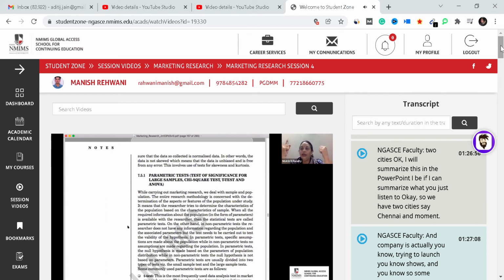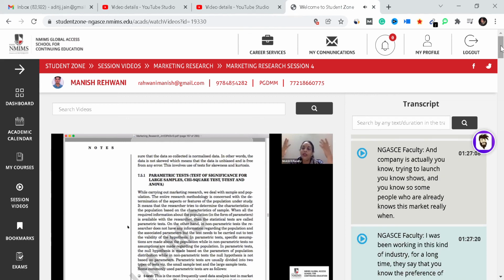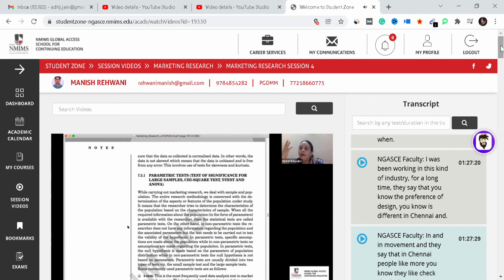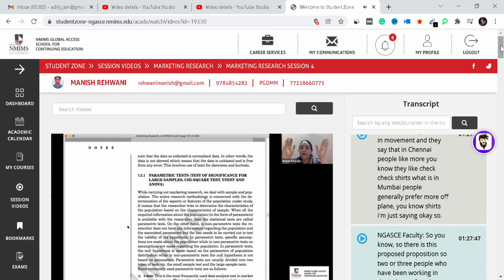Some people who already know this market really well, who have been working in this kind of industry for a long time, say that the preference of design is different in Chennai and in Mumbai. They say that in Chennai, people like checked shirts more, whereas in Mumbai, people generally prefer plain shirts. I am just saying, okay. So there is this proposition. Two or three people who have been working in the industry for a long time are telling this.